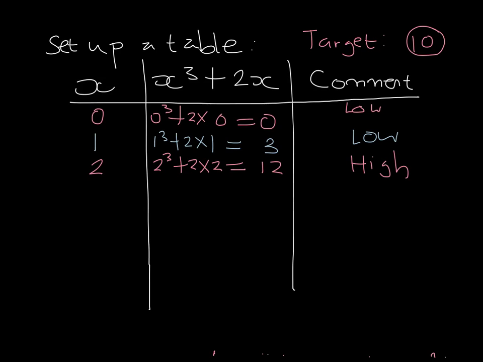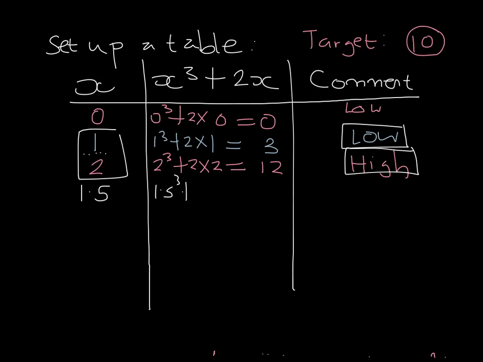Now, because 1 gave us an answer that was a little bit low, and 2 gave us an answer that was a little bit high, the real answer must be somewhere in between 1 and 2. Now, I'm going to be sensible and logical, and I'm going to choose the middle value of 1.5. So I would have to do 1.5 cubed plus 2 times 1.5, which equals 6.375. Now obviously this is a little bit low.